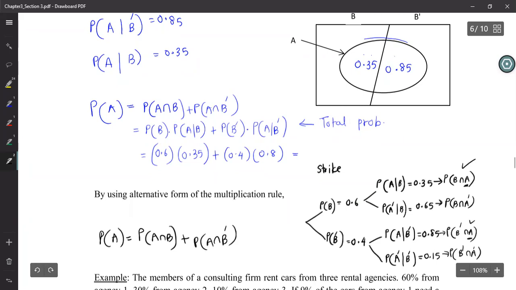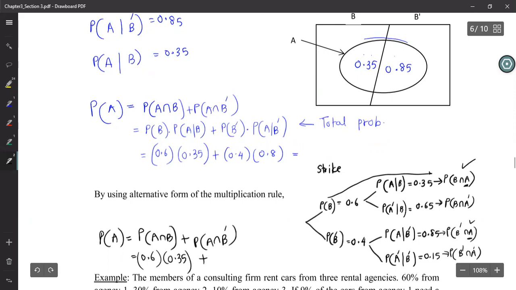Remember, you can interchange the letters, right? See, this is the same thing we got from the law of total probability. So if you can't remember the total probability, no matter, you draw the tree diagram and get it straight away. So how do you find P(A intersection B)? You multiply along this path. What is the path? 0.6 times 0.35. See, you have the same answer.